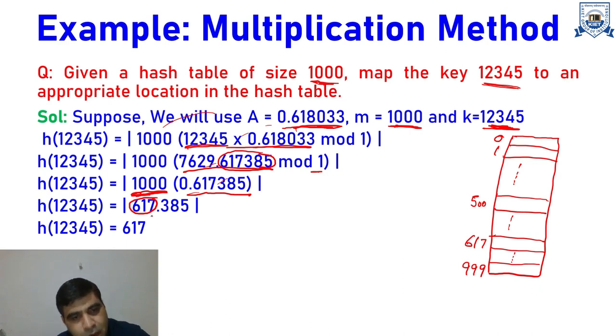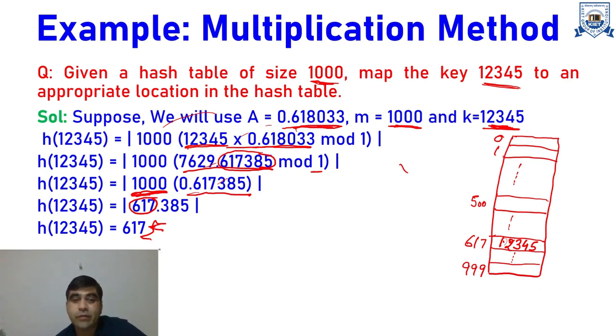That integer part is the actual index in the hash table where this given key value k, which in our case is 12345, will be stored. So this key value will be stored at this address, right?